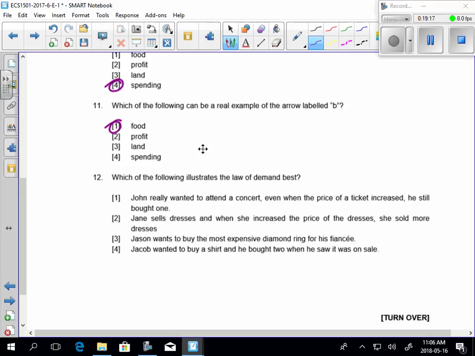Which one of the following illustrates the law of demand? Remember your law of demand. If the price of a product decreases, the quantity demanded increases. So Jacob buying 1 shirt, but when he saw it was on sale, he bought 2 shirts.